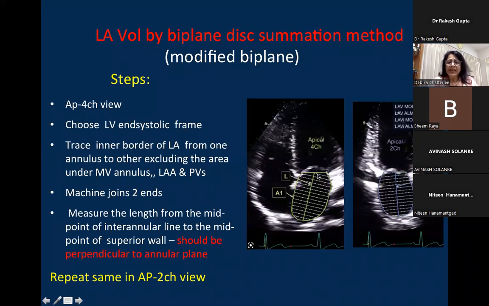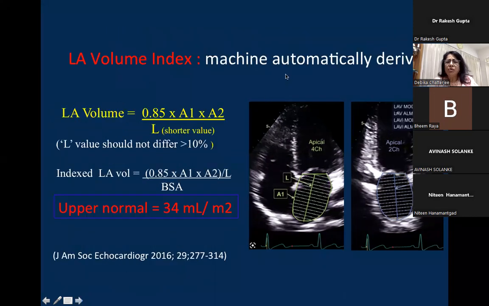And then we take a length. The length is taken from the midpoint of the interannular line to the midpoint of the superior wall of the left atrium. And it should be absolutely perpendicular to the interannular line. And we repeat this procedure in the apical 2-chamber view. This is the 4-chamber view and this is the 2-chamber view. Then the machine calculates automatically.